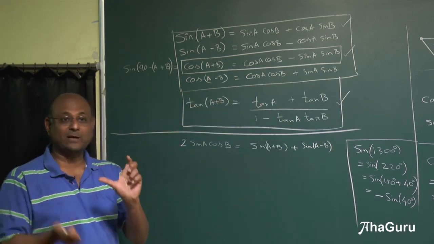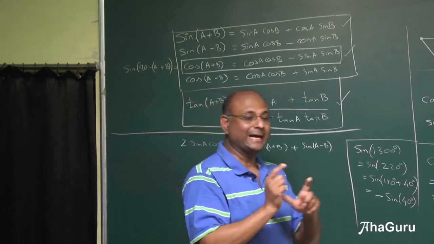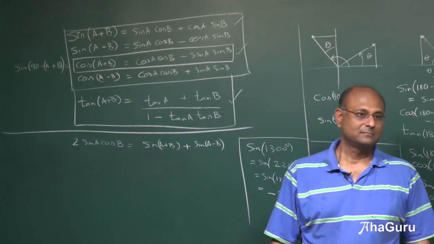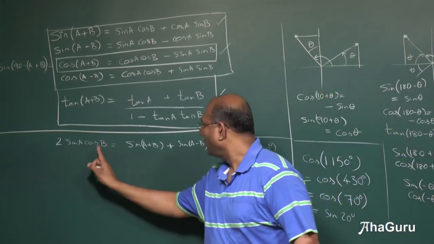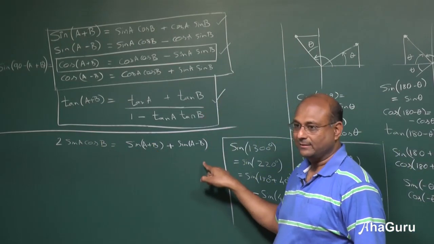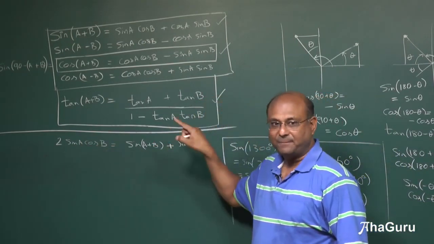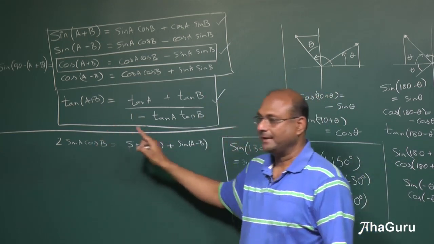When you have a product of a sin and a cos, the answer is only sin and a sin. Sin cos, sin, sin. What sin, sin? Sin of A plus B plus sin of A minus B.